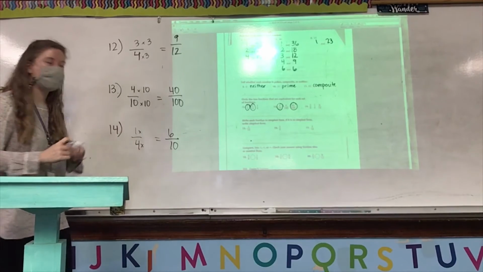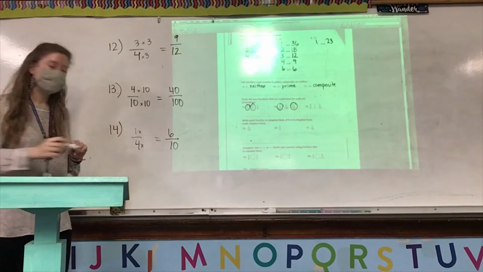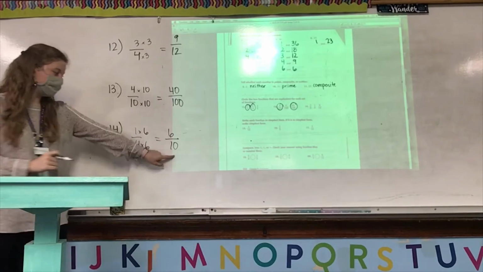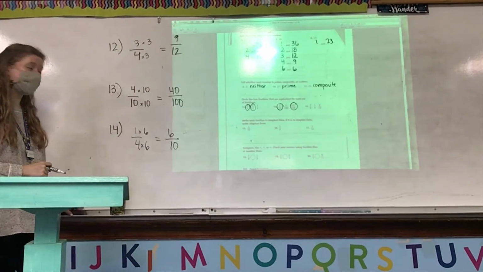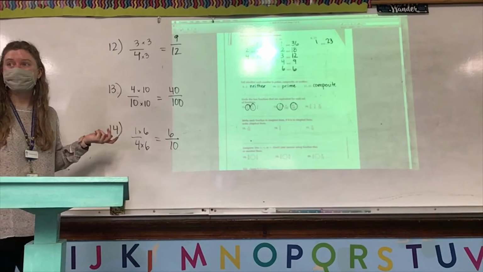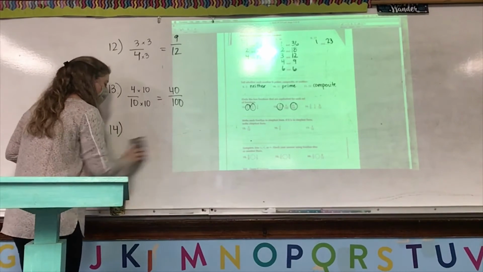Can I multiply 1 by anything to get 6? Yes. What can I multiply? 6. Can I multiply 4 times 6 to get 10? No. So are 1/4 and 6/10 equivalent? No. So is 1/4 equivalent to anything? No. What's the next smallest numerator?